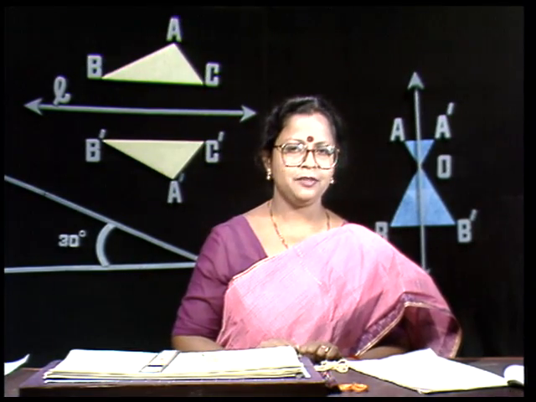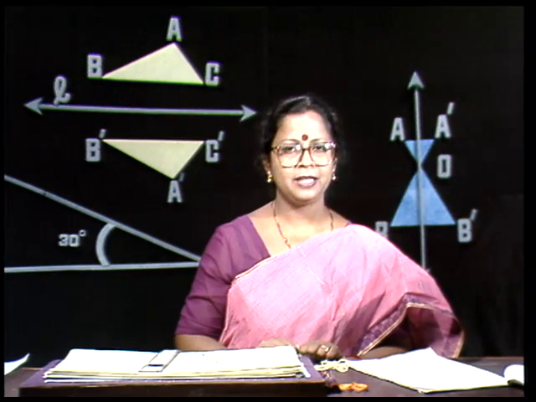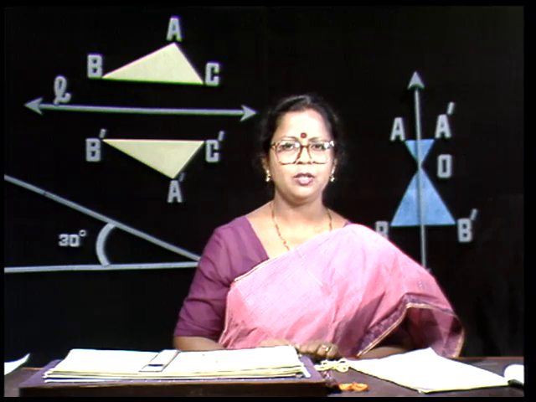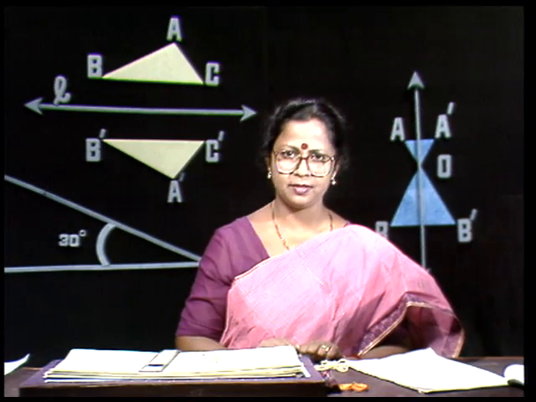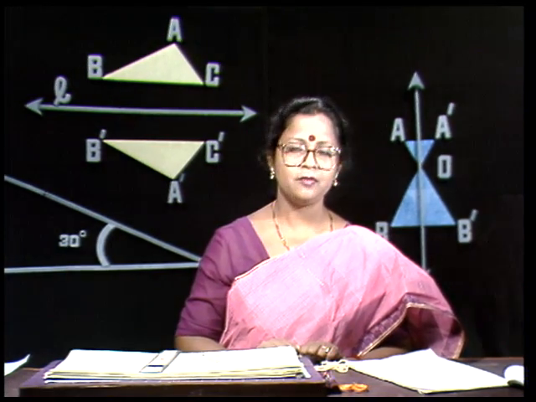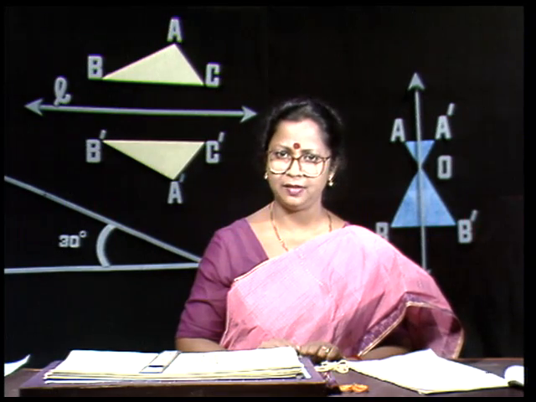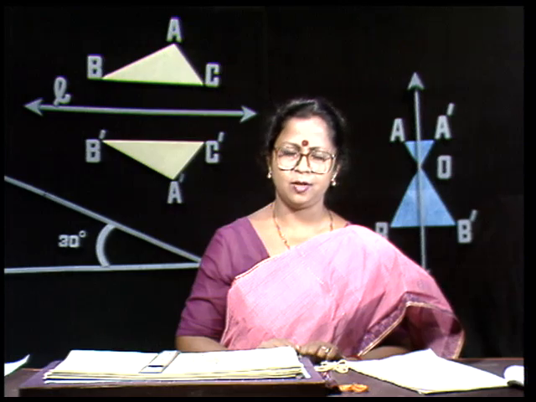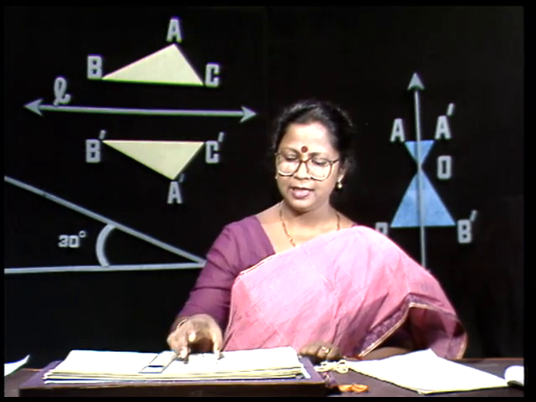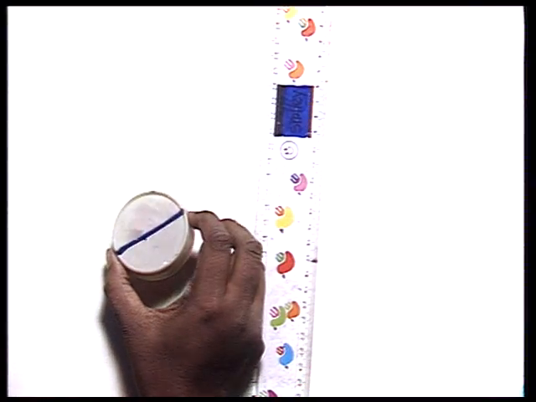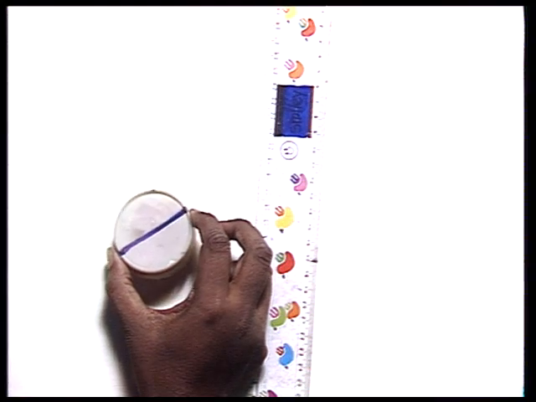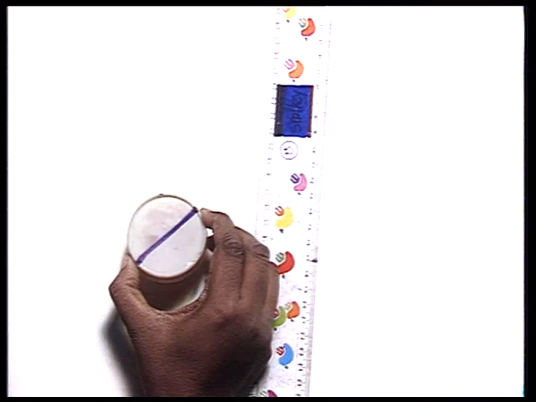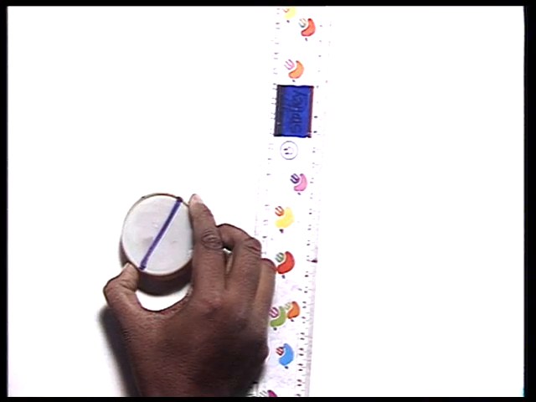Viewers, in our previous lesson we learned to find perimeter and area of rectilinear figures. In our daily life we also come across various objects of circular shapes. For example, a bangle, an earring, a circular table top, a saucer and many other objects. Here is a circular object with a circular rim. How can we find perimeter or area of this circular object?